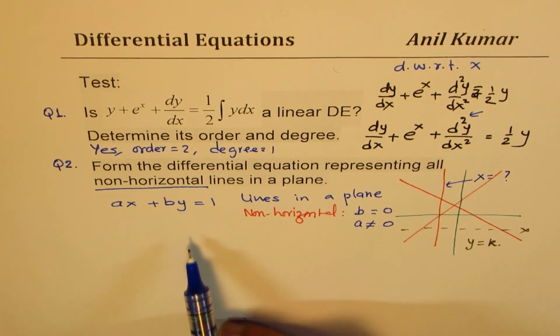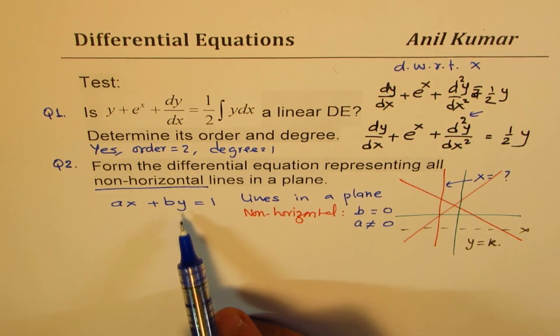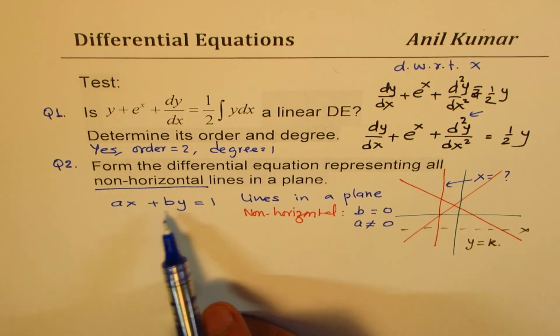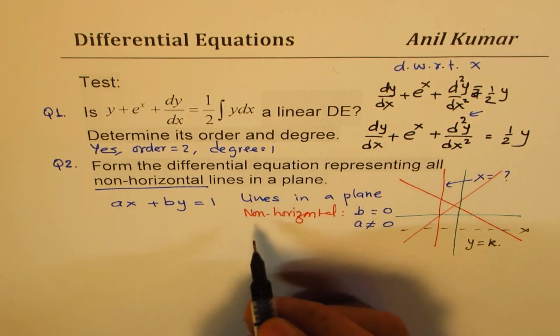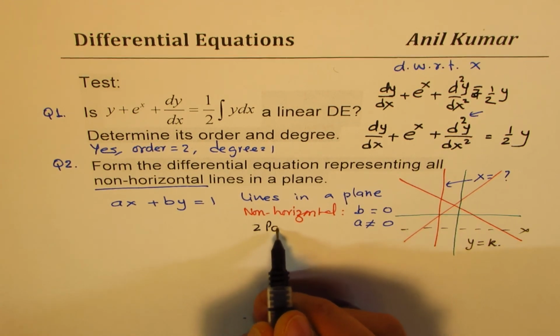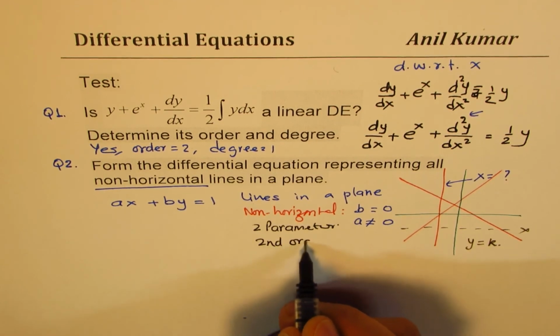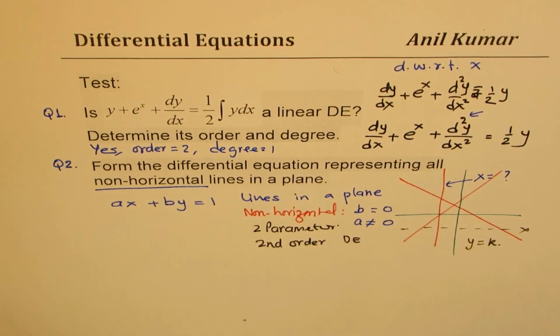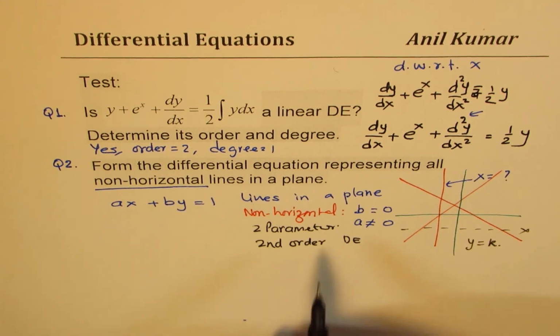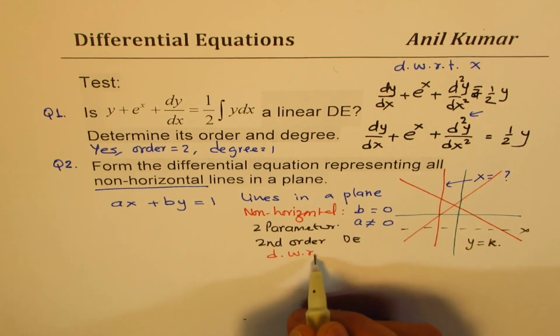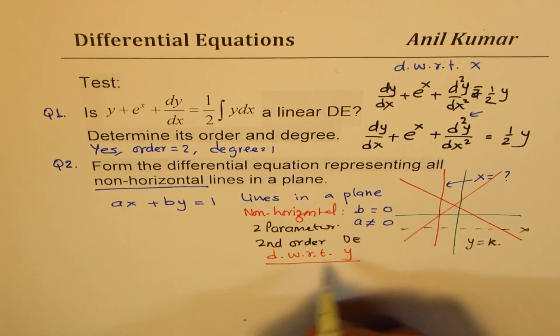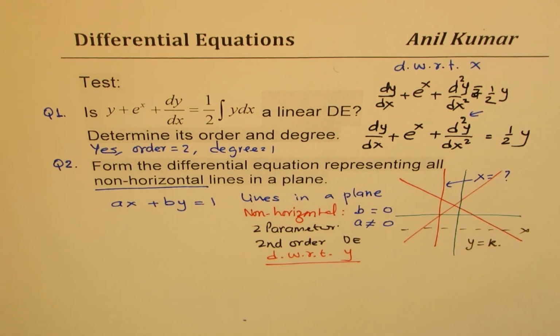Perfect. Now, taking that into consideration, you now analyze the equation ax plus by equals to 1. How should we differentiate to eliminate these two parameters? So we have two parameters here, correct? We are expecting a second order differential equation. Perfect. So what we will do here is differentiate with respect to y, and that makes this question very special, and it could be asked in tests like IIT JEE. So this is a very important question.